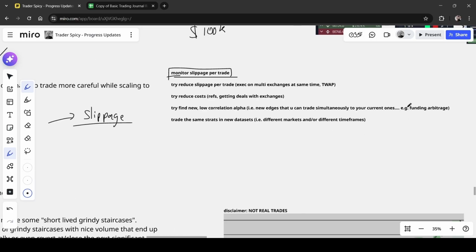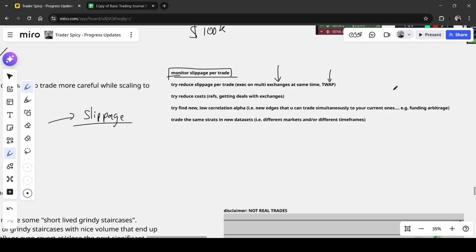After you start monitoring it, the next thing is you want to try to reduce your average slippage per trade. There's a couple of ways to do this. The easiest immediate way is to execute the exact same trade, but on multiple exchanges at the same time. Why? Because when you're using multiple exchanges for the exact same trade, you get access to more liquidity, as in more limit orders against your market orders. So you can spread your market orders between multiple exchanges, and therefore your slippage goes down on the exact same trade. This is the easiest thing that you could do to instantly drop your slippage. Just trade on multiple exchanges.